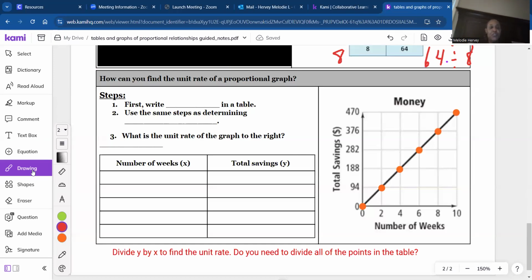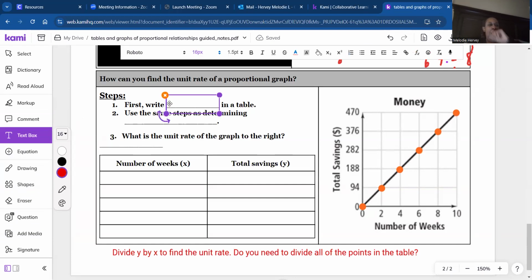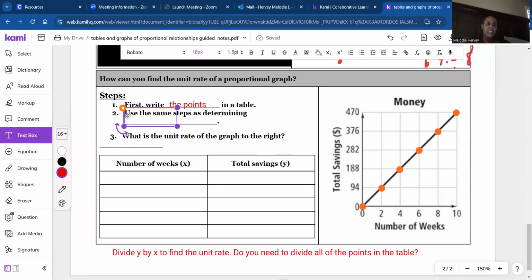How can you find the unit rate of a proportional graph? First, write the points in a table. The points or the coordinates or the ordered pairs. I don't know how you want to say that, but that's what we're doing. Use the same steps as determining the unit rate.